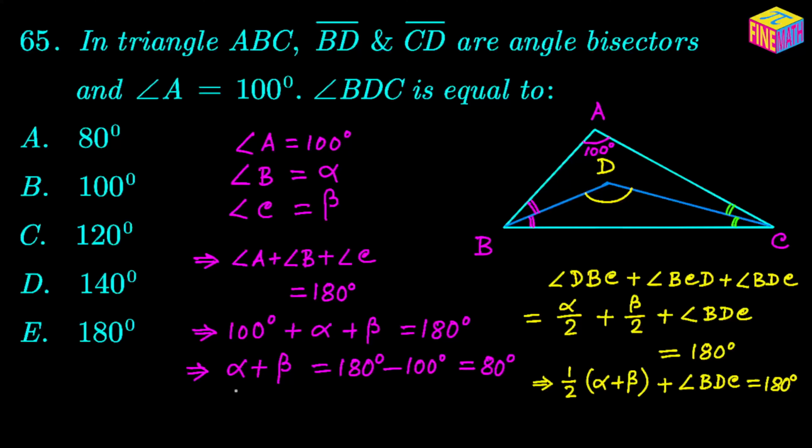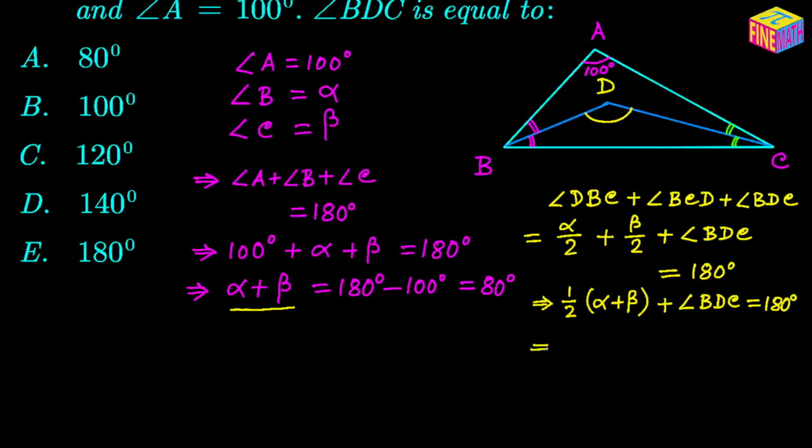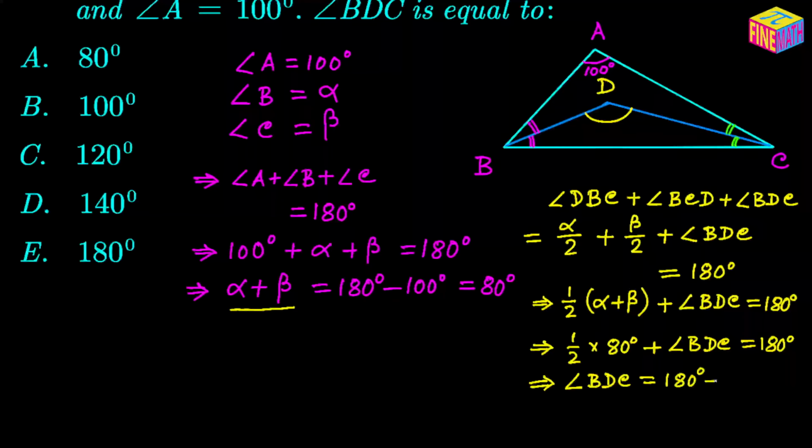What is the value of alpha plus beta? Alpha plus beta is actually 80 degrees, so half of alpha plus beta would be 40 degrees. So half of 80 degrees plus angle BDC is equal to 180 degrees. From here, angle BDC is equal to 180 degrees minus half of 80 degrees, that is 40 degrees, which equals 140 degrees, and that is our answer. Looking at our answer options, we have 140 degrees under option D. So D is the correct answer.